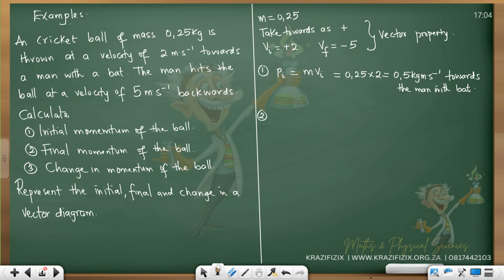What about my final momentum? Mass times final velocity, -5. Very important. -1,25, right? Now let's interpret that. This is 1,25. But what is that negative meaning? Away from the man with the bat.